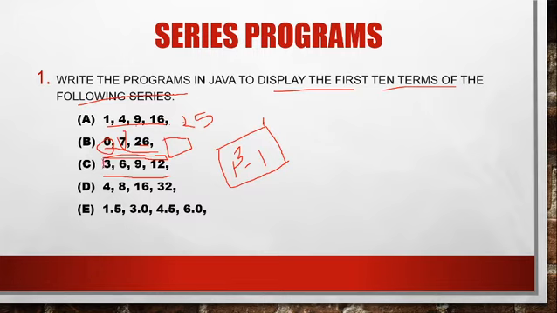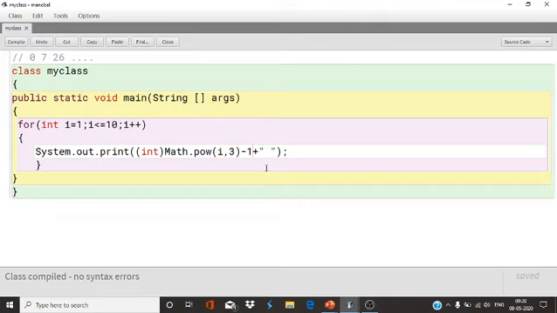So 10 times 3 is 30. How many times will the loop execute? 10 times. And the loop step will be 3. Simply we will get the result like 3, 6, 9, 12. See how we will do that. 3, 6, 9, 12. Next will be 15, like that.